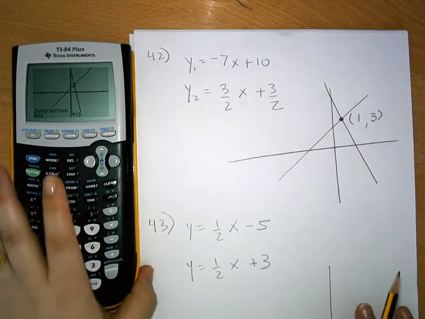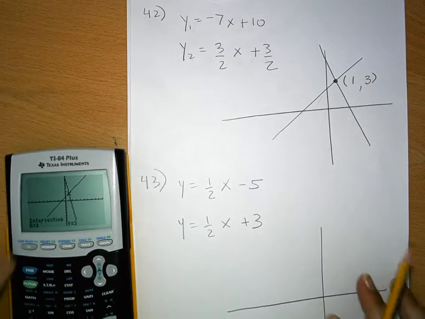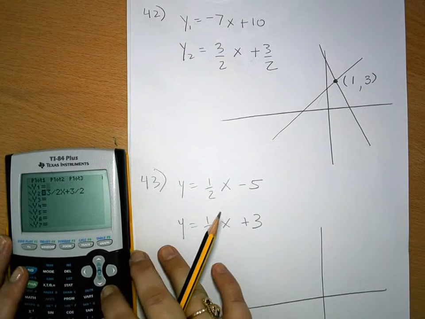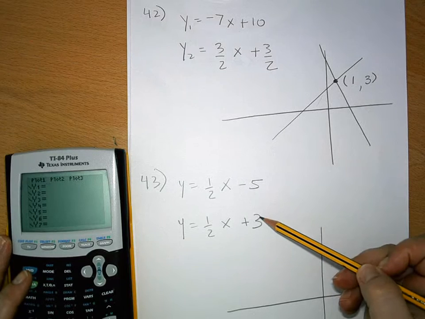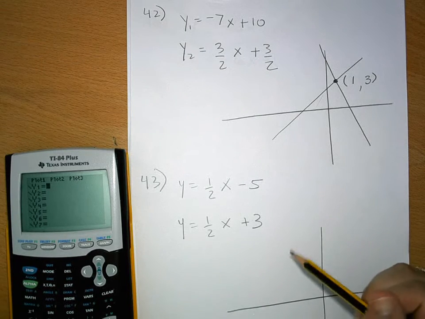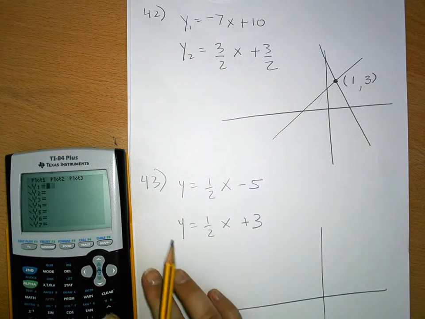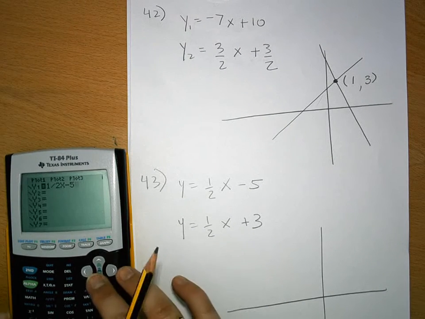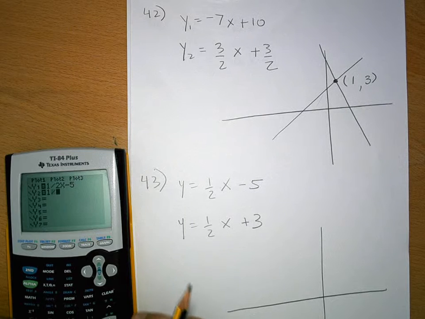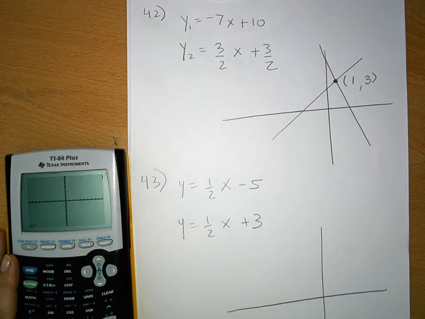Let's go on to the next one. Now for this next equation, let's clear out these. They were already in slope-intercept form, so I can just leave them. 1/2 x minus 5, and 1/2 x plus 3. Graph it.